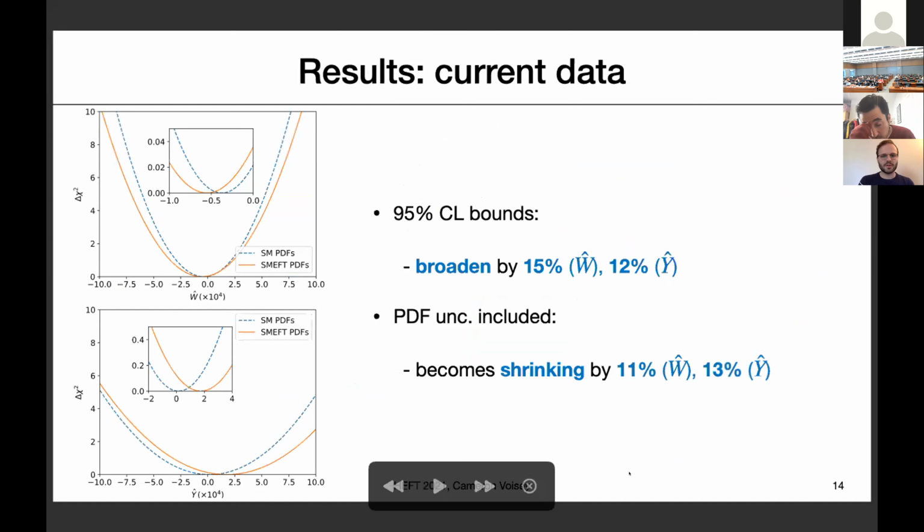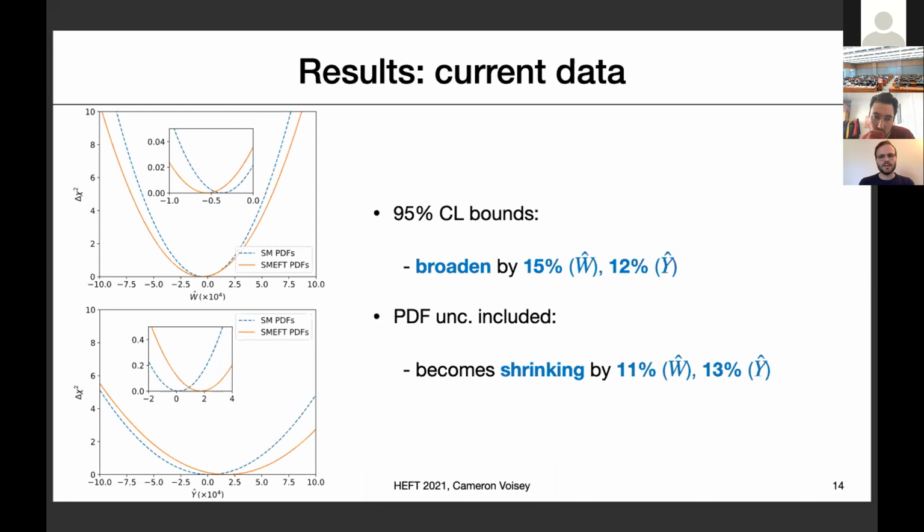So here are some results from some 1D scans in W and Y. In each plot, dashed blue is what you would typically do. So this is with standard model PDF sets, and then the orange instead is what you do when, for each value of the Wilson coefficient, you do a consistent treatment of the theoretical predictions. And what you can see is that in each case, the orange is slightly wider than the blue. And also for Y, you see a slight shift in the central value.